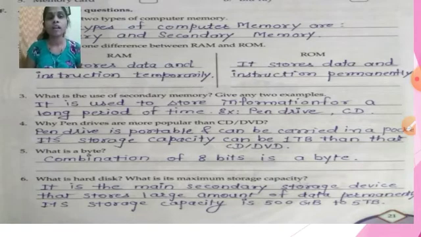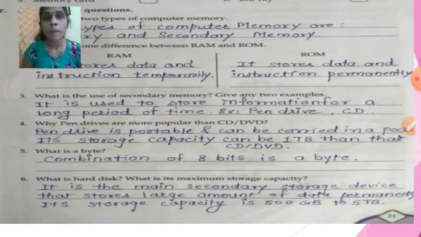Why is secondary memory used? RAM and ROM are temporary and permanent. They are storing things, but if you want to store anything for a long period, only secondary memory can be used for that. For example, pen drive, hard disk, CD, DVD, all these store everything for a long period of time. Anytime you want to open, you can find those things. It is used to store information for a long period of time. Example, pen drive and CD.